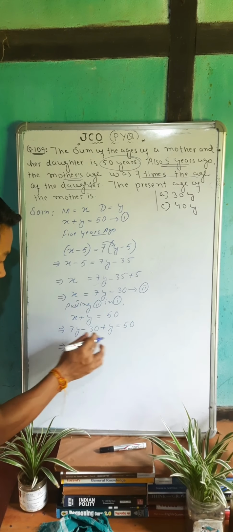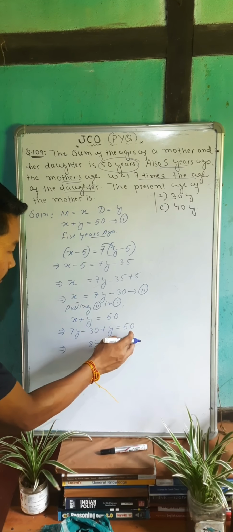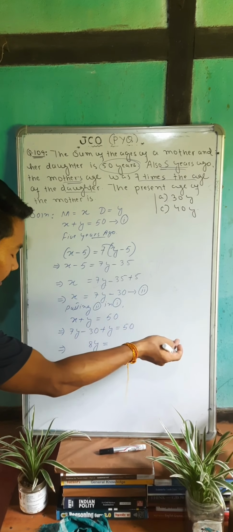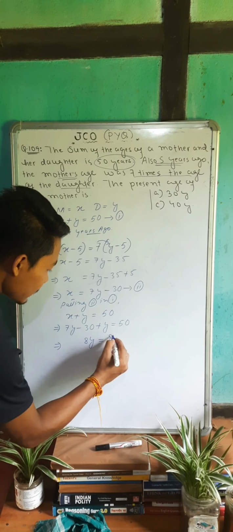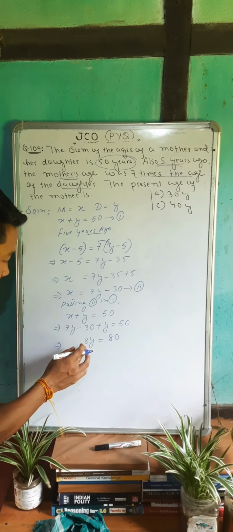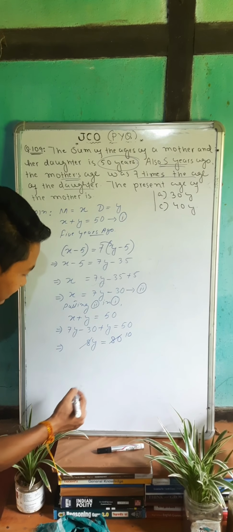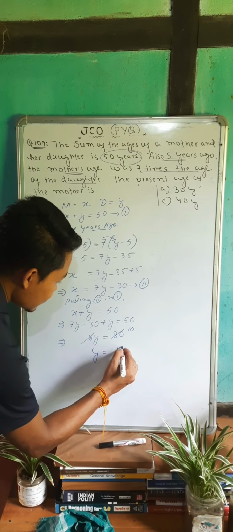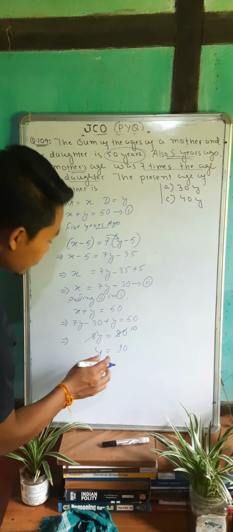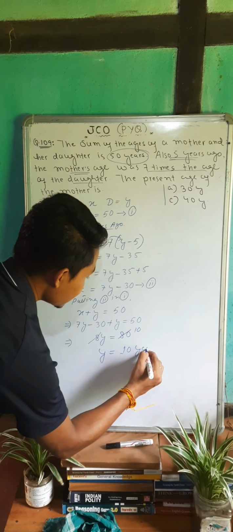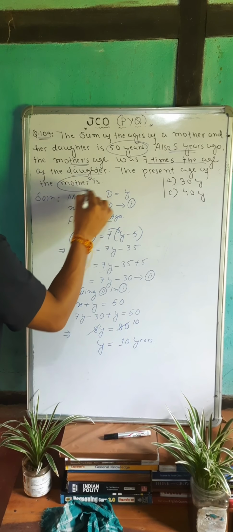7y plus y will give us 8y equal to 50 minus 30. If we carry this side, then it will become 50 plus 30, which will give us 80. Now 8 and 80 can cancel. 8 ones are 8, 8 tens are 80. So the value of y is 10. So y is the age of daughter, which is 10 years. Now we need to find the present age of mother.